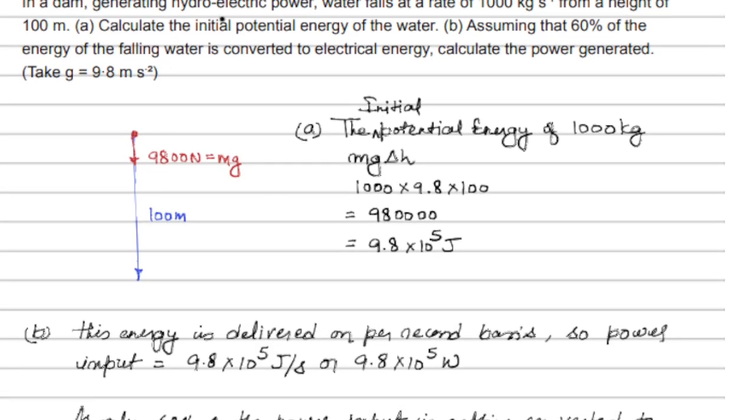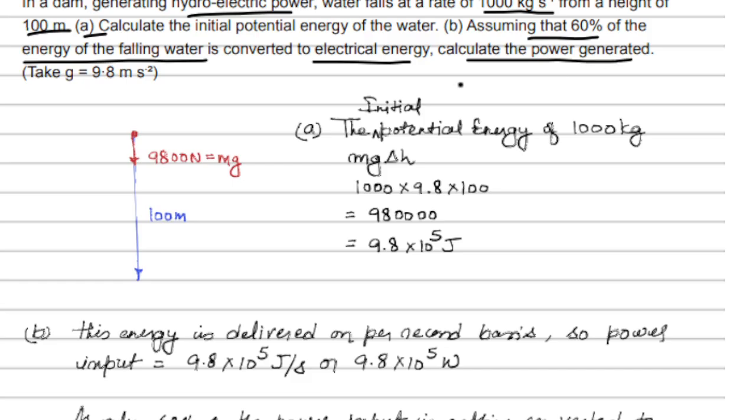In a dam generating hydroelectric power, water falls at a rate of 1000 kg per second from a height of 100 meters. Okay, height is also given. First, calculate the initial potential energy of the water. Then B, assuming that 60% of the energy in the falling water is converted into electric energy, calculate the power generated.